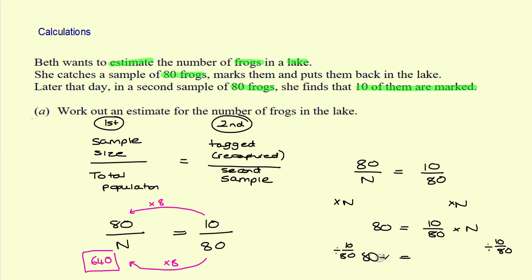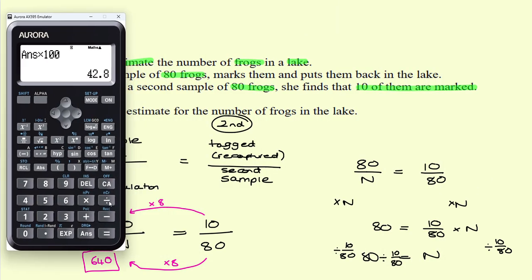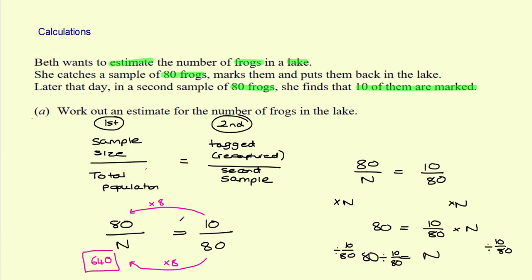So 80 divided by 10 over 80, or an eighth. Remember, this is all calculator, isn't it? Is equal to n. And you'd get the same answer there of 640. I'll just show you. 80 divided by an eighth, or 10 over 80, is equal to 640. Okay.